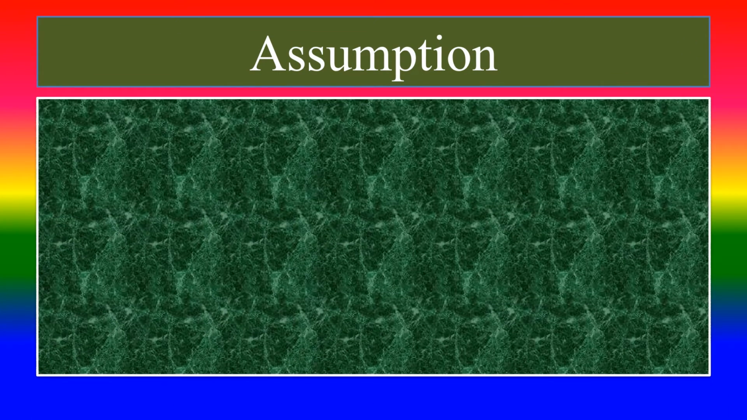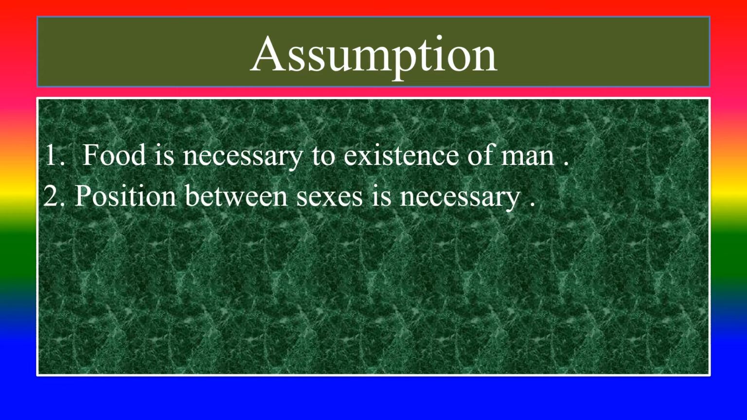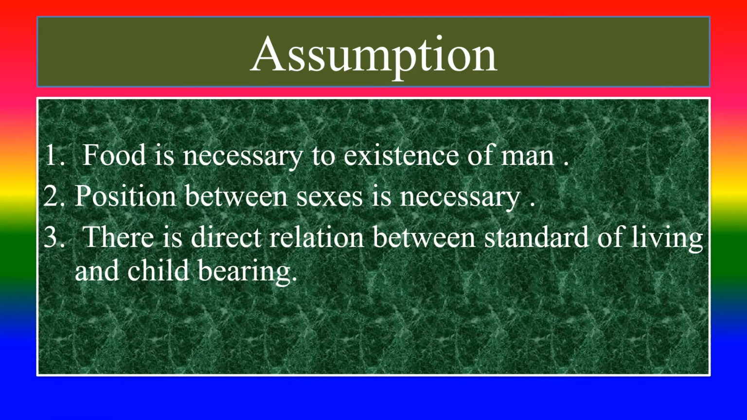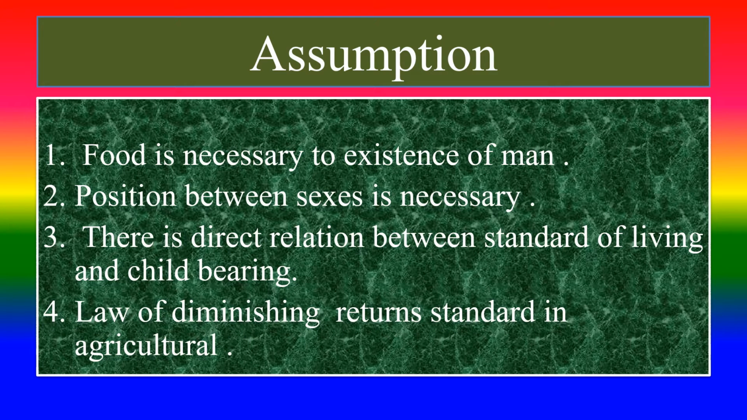Assumptions. First assumption, food is necessary to existence of man. Second, passion between sex is necessary. Third, there is direct relation between standard of living and childbearing. Fourth, law of diminishing return, standard in agriculture.